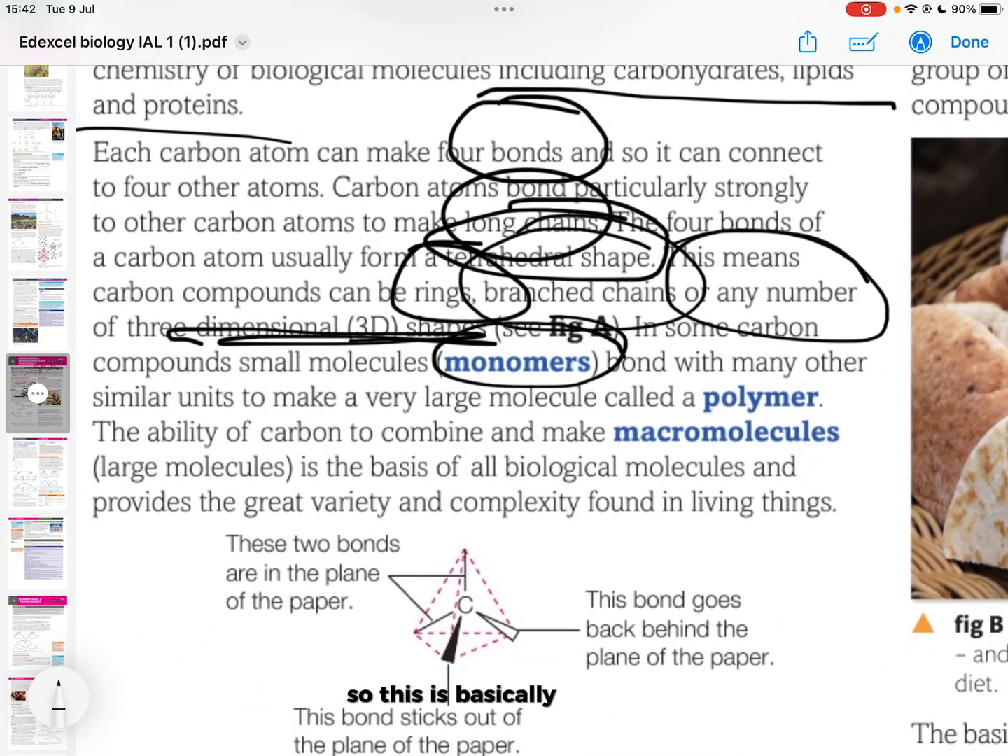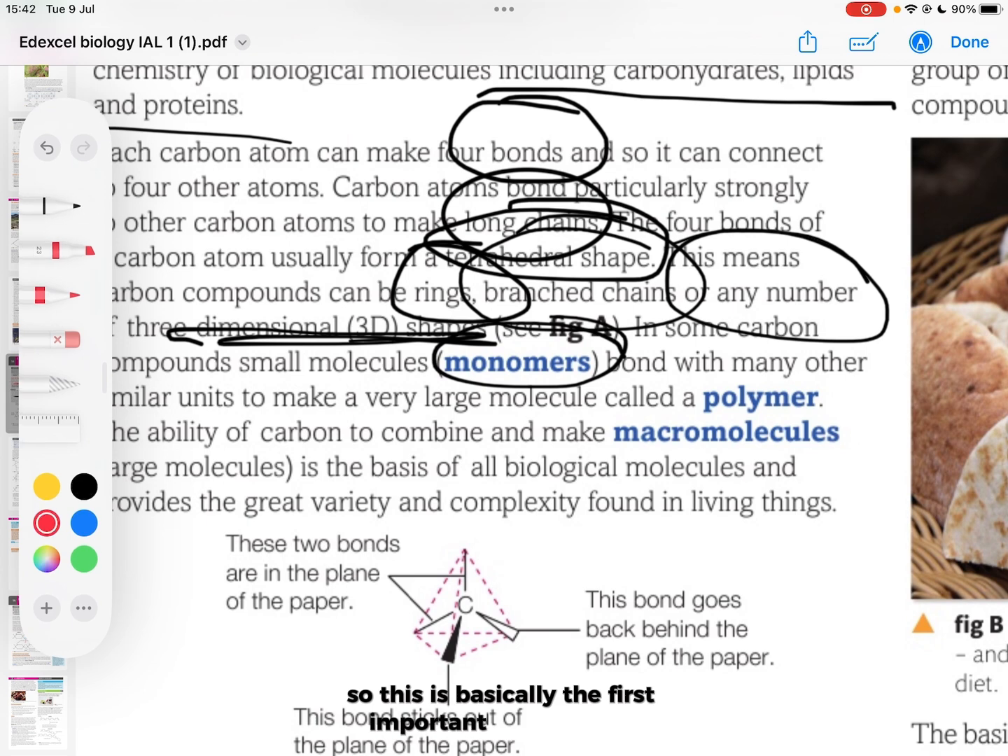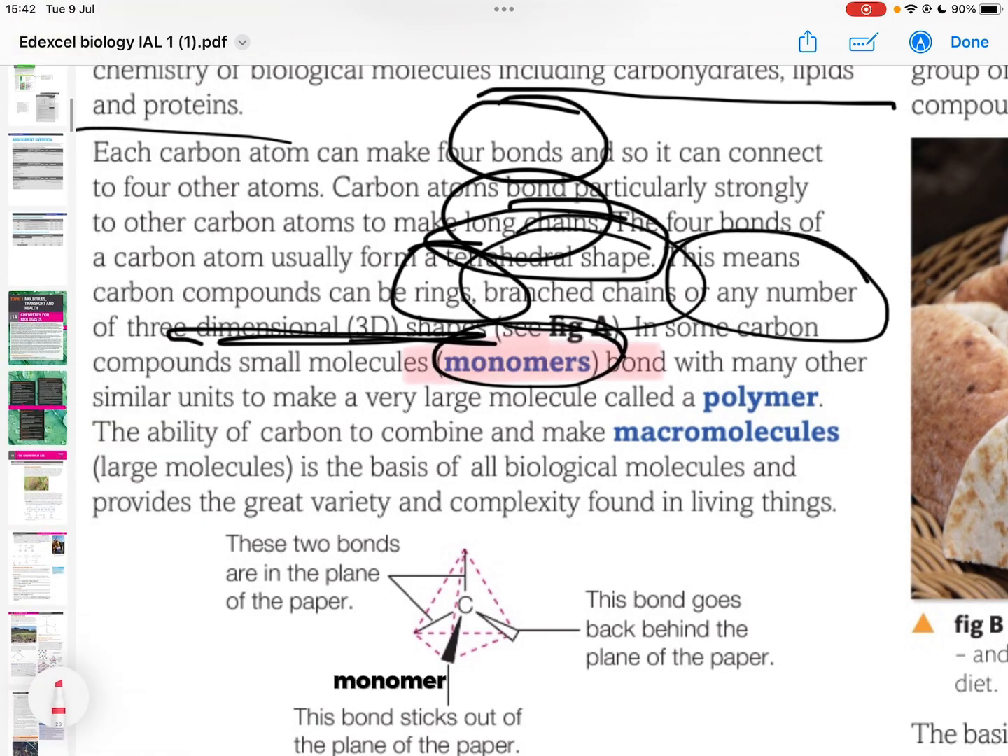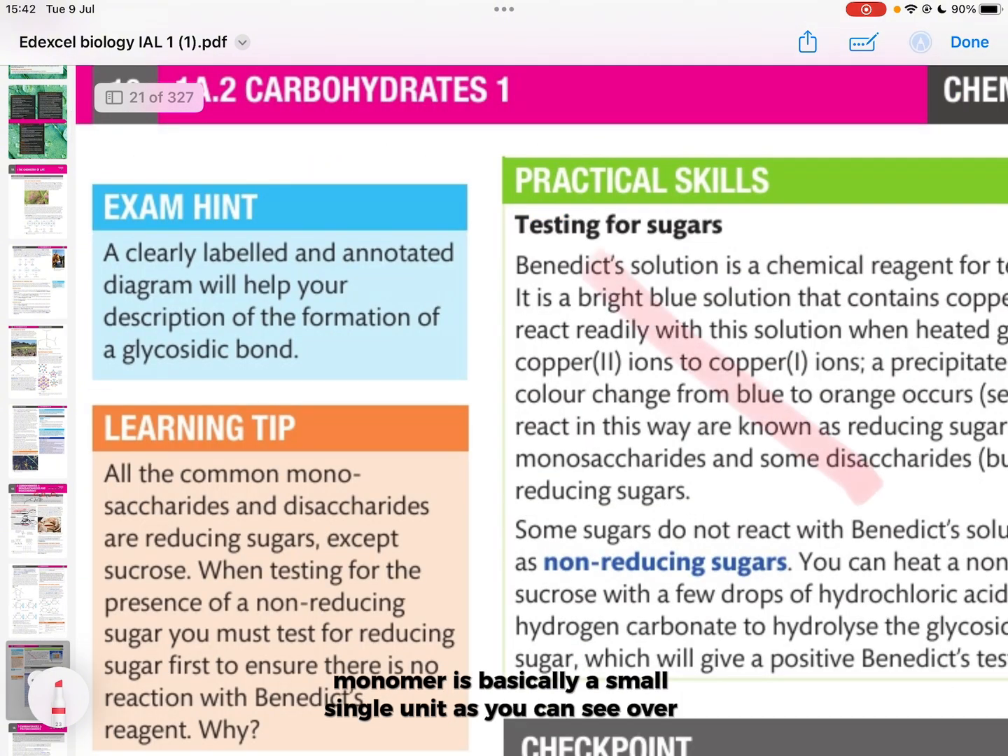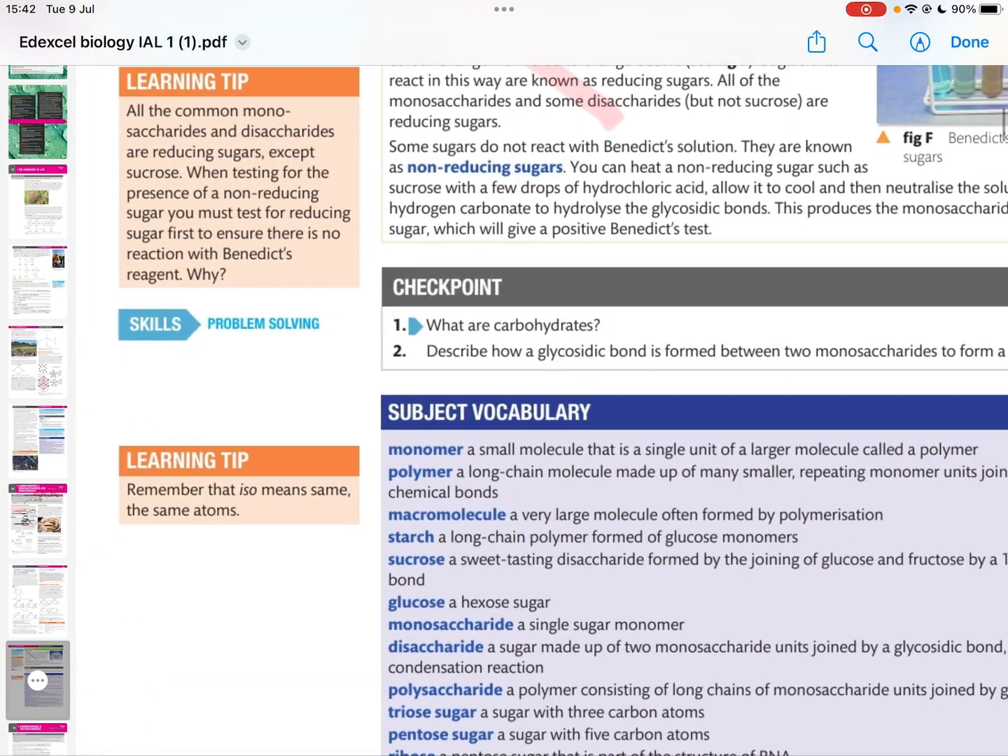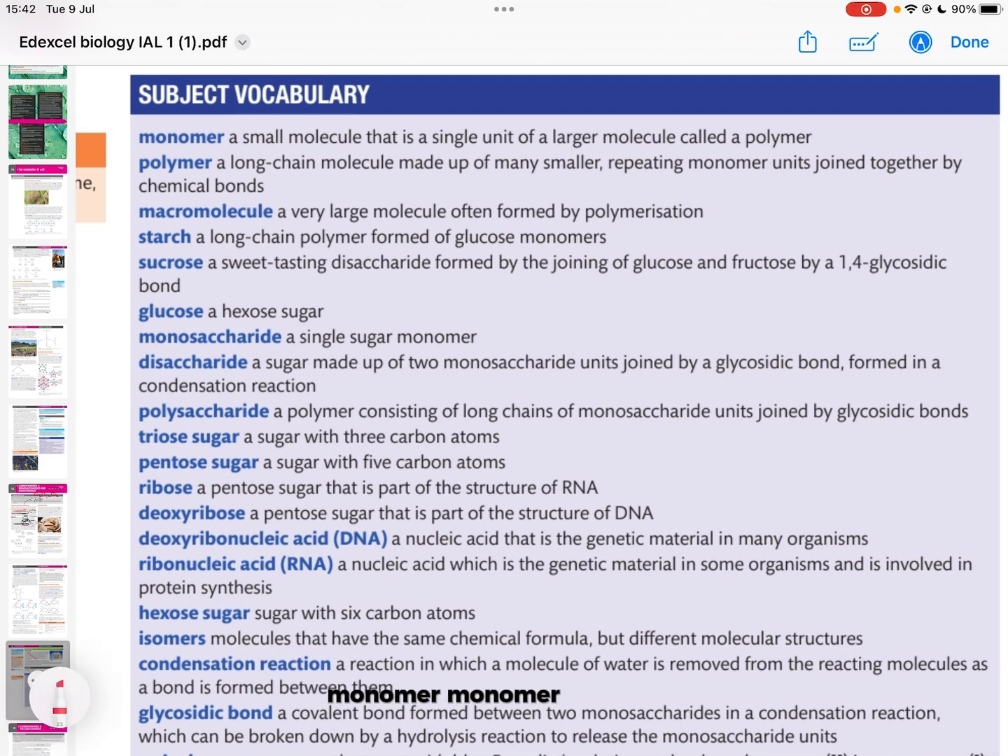So this is basically the first important keyword. A monomer is basically a small single unit. A monomer is a small molecule that is a single unit of a larger molecule called a polymer. So what's a polymer? A polymer is a long chain molecule made up of many smaller repeating monomer units joined together by a chemical bond.